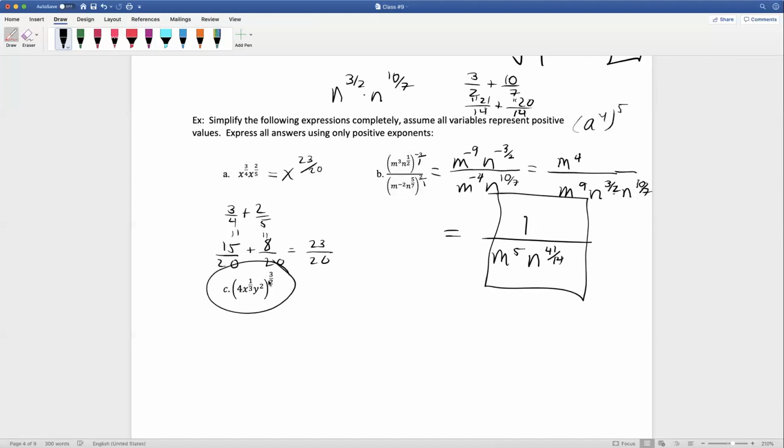Let's finish here with C. Questions like C always like to show up on final exams. You guys catching my hint? So this is a good question to ask for this example.